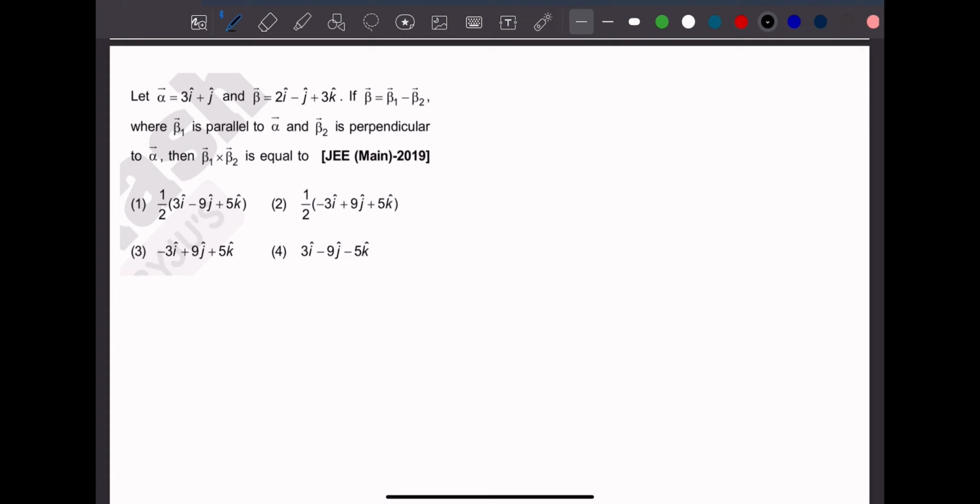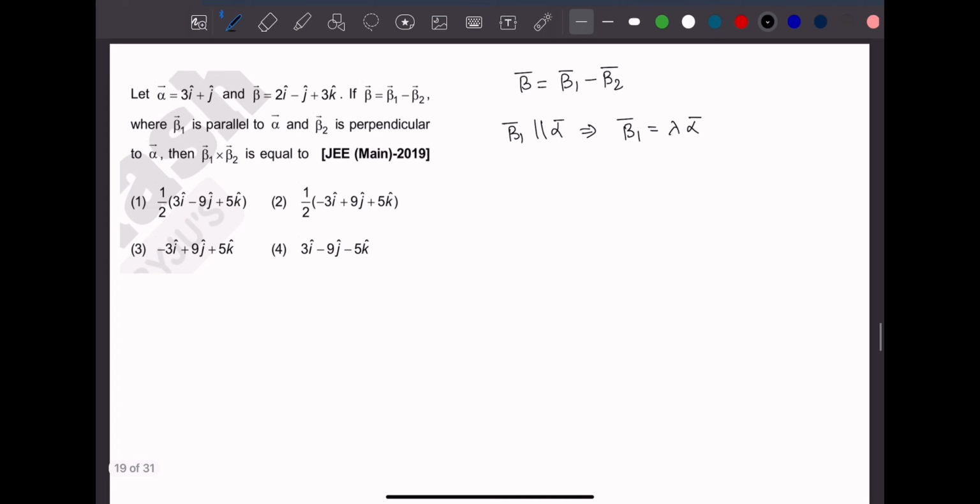Question number 3. We have alpha equal to 3 i cap plus j cap and beta equal to 2 i cap minus j cap plus 3 k cap. One relation is given that beta vector is equal to beta 1 vector minus beta 2 vector, and beta 1 vector is parallel to alpha vector, which means we can write beta 1 vector is equal to some lambda times alpha vector. Okay, because parallel we have.